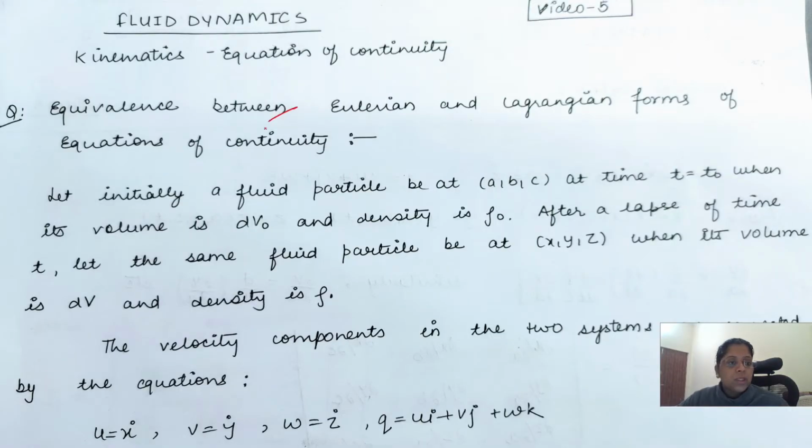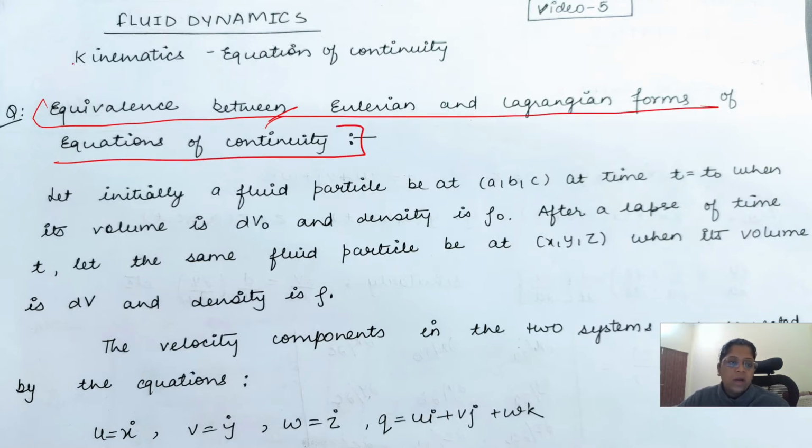The question usually comes in this form: equivalence between Eulerian and Lagrangian form of equation of continuity. You have to derive this or you have to show the derivation. Fine. Now the answer starts from here.